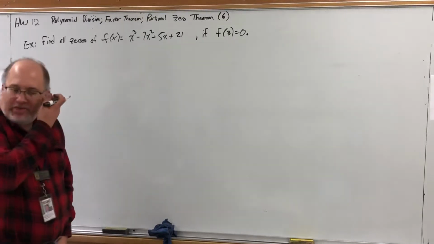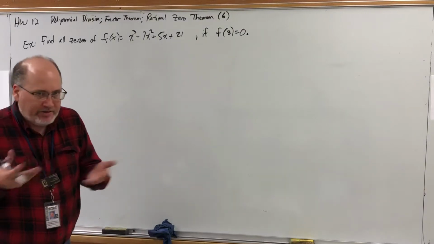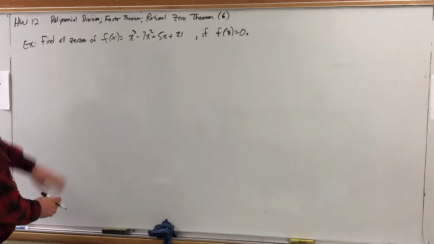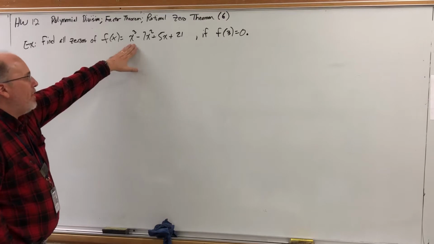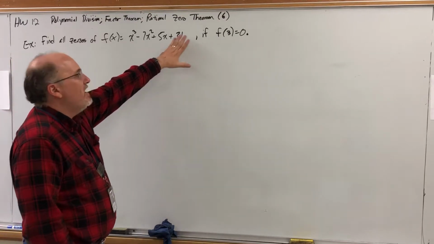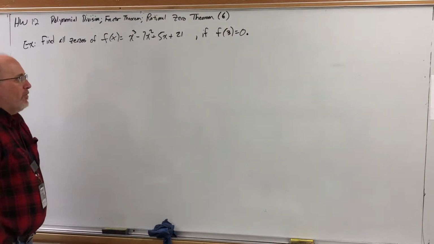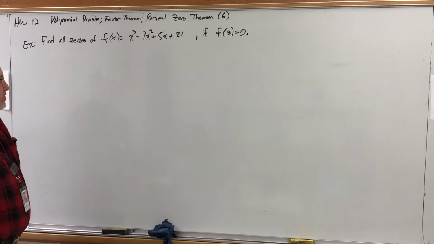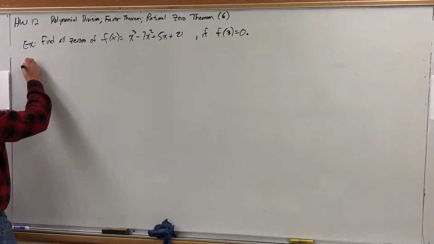In the previous video, I kind of hinted about how a zero of a function and a factor go hand in hand. Here's how we can take advantage of that. For example, let's find all the zeros of the function f of x equals x to the third power minus 7x squared plus 5x plus 21 if f of 3 is equal to 0. So in other words, I just gave you a zero of the function. 3 is a solution to this is equal to 0. So how can we take advantage of that?